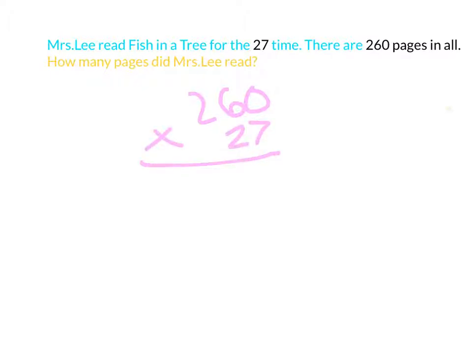7 times 0 is 0. 7 times 6 is 42. But this will not work because you can't have a two-digit number in the ones place. So you're going to have to add the 2 in the tens place. You're going to have to put the 4 there and put the 2 down there. 7 times 2 is 14. This would be incorrect because you still have to add the 4 up there.